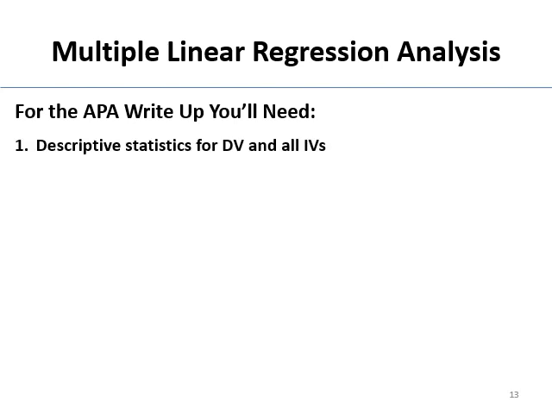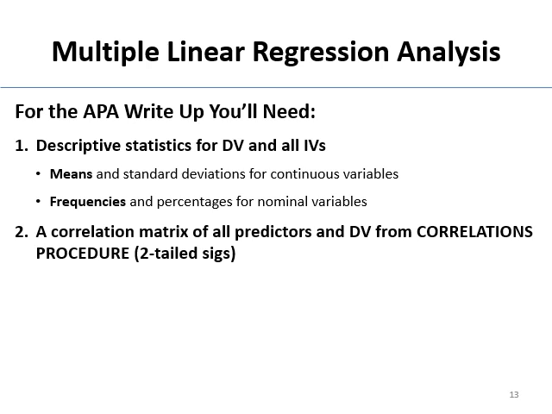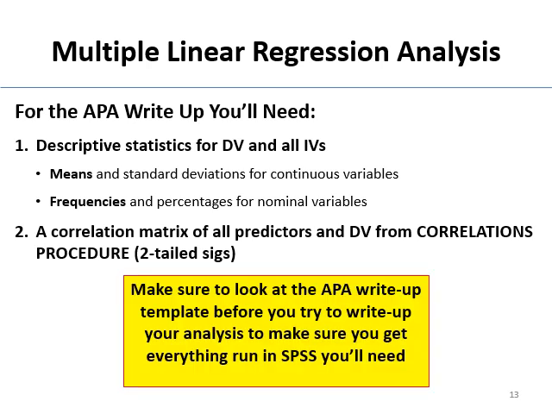For the APA write-up, you will need descriptive statistics for the DV and all IVs. Note that one of your independent variables, sex, is not continuous, so you would not use the mean. You want to make sure you run a frequency of sex, because you will need it for your table. So you need means and standard deviations for continuous variables, which is basically everything but sex. And then frequencies and percentages for your nominal variable, which is sex. That's your predictor. You will also need a correlation matrix of all predictors and the DV from the correlations procedure. Do not use the ones that come out of the regression procedure, because you need two-tailed sigs, not one-tailed. And a word of advice, make sure to look through the APA write-up template that I give you before you attempt to write up your analysis, so you don't accidentally leave something out and have to go back in and run a bunch of stuff.